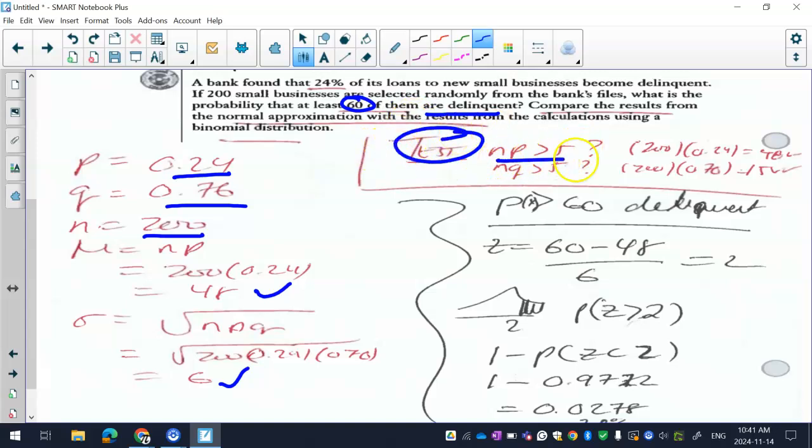Do we pass the test? NP, is that greater than 5? Yeah, it is. NQ, is that greater than 5? Yeah, it is. So we can do this. Okay, so what we want to do is find the probability that X is greater than 60.